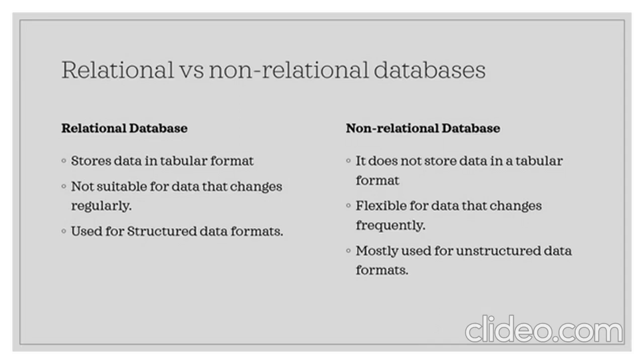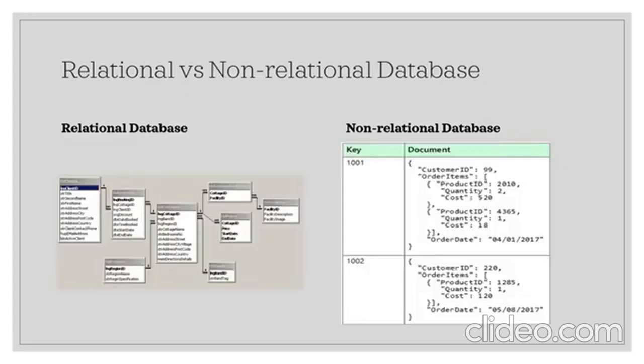And finally, the final difference between these two databases: relational databases can be used for semi-structured data formats, and non-relational databases are mostly used for unstructured data formats. We will learn more about these data formats in the upcoming video: what is structured, what is unstructured, what is semi-structured. We will learn more about it. This shows a visual representation of how data is stored in relational and non-relational databases.